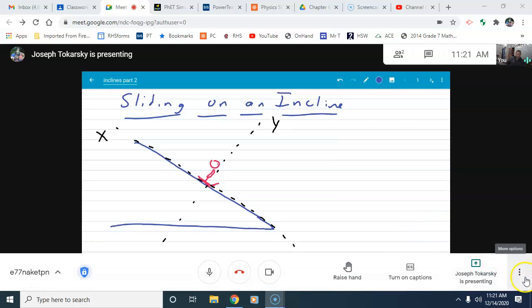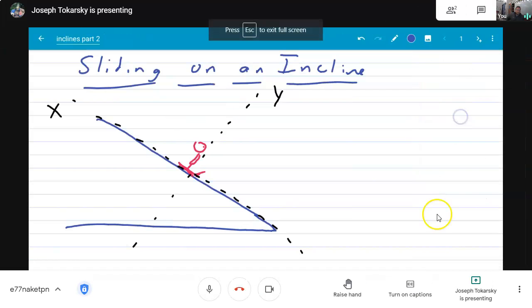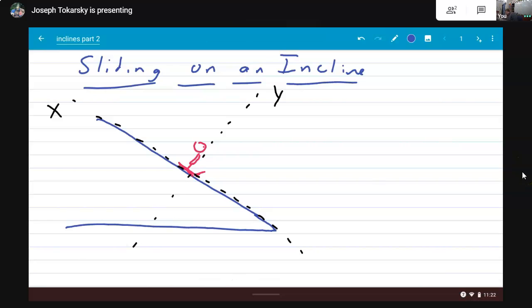Hi guys, we are going to move along on inclines. The other day we went over an object at rest on the incline, and we'll review some of those things because they're all going to be present for the most part here on sliding on the incline. And we're going to just jump right into an example.